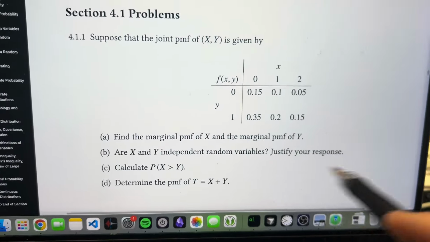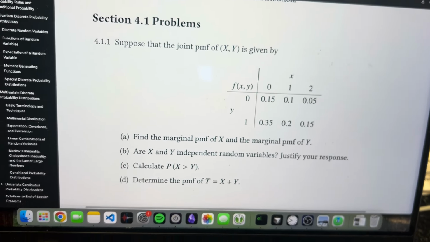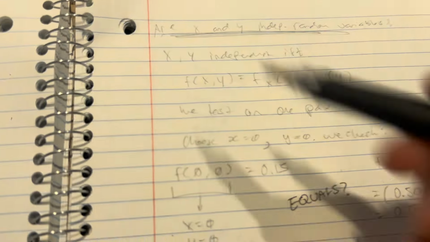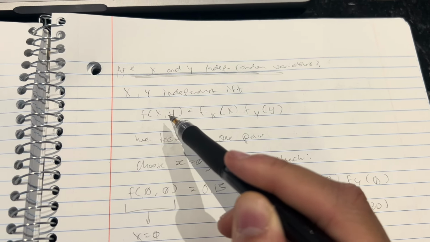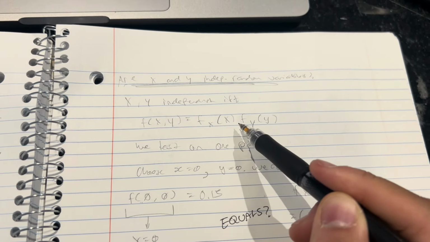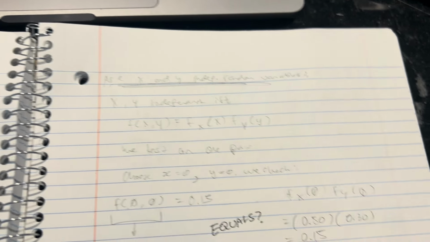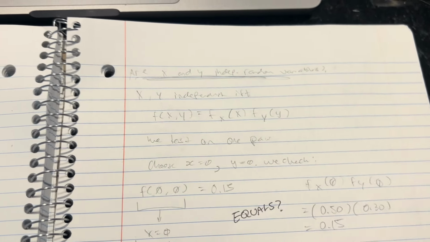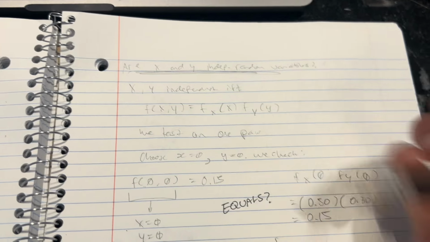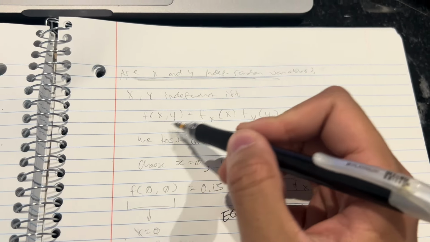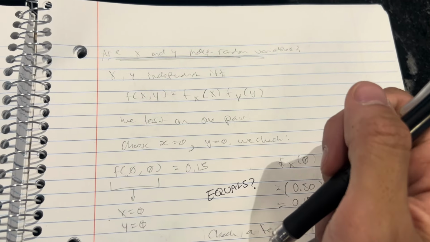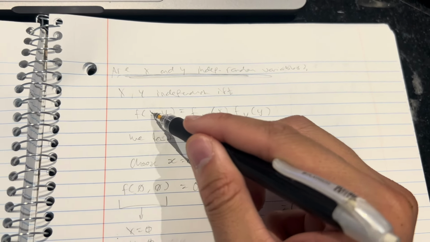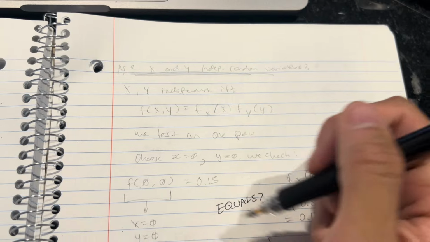Now, second part, are x and y independent random variables? You know if variables are independent if they satisfy this formula. F of x and y equals f_X of x and f_Y of y. Well, what is this? When I first saw this on the quiz, I didn't know how to work with this. I thought it was like, what are we inputting into? But this is the joint PMF. This is the whole point of having a joint PMF. So it's simply, this is our x and this is our y input.